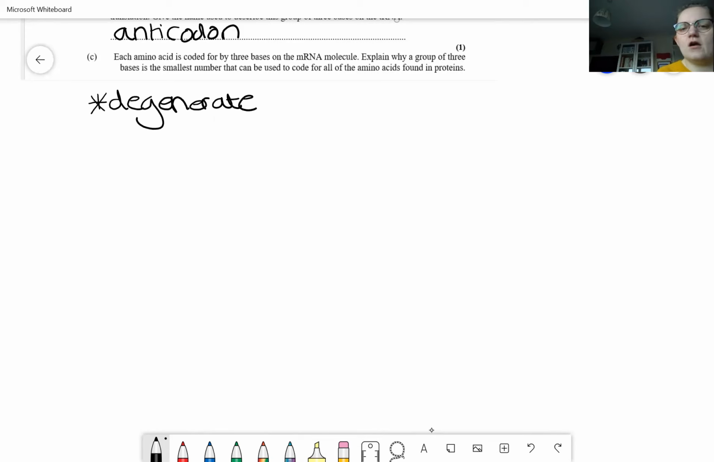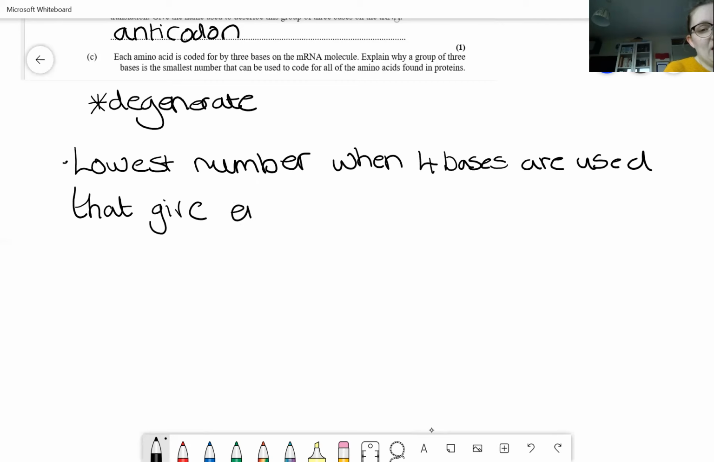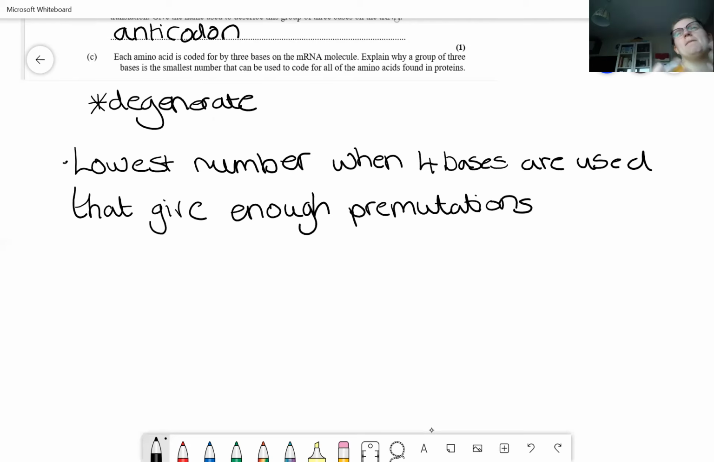So basically what happens here is, explain why a group of 3 bases is the smallest number that can be used to code for all amino acids found. Okay, so it's the lowest number when 4 bases are used that give enough permutations. Permutations is just basically the amount of combinations we can get. Enough permutations to code for the amino acids, to code for the 20 amino acids.